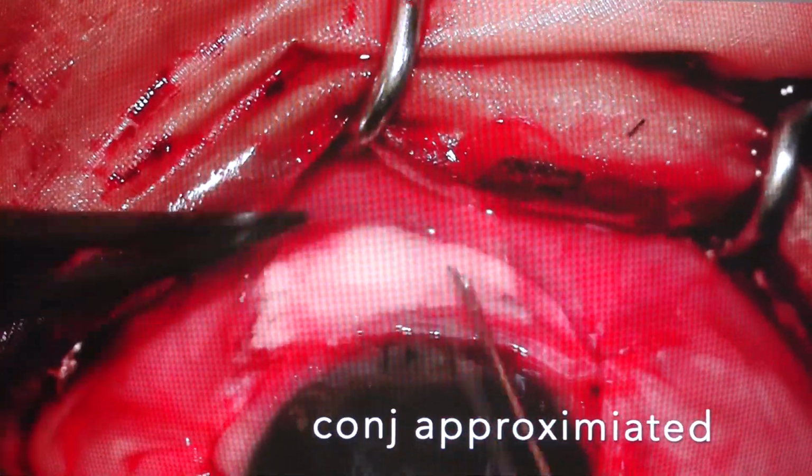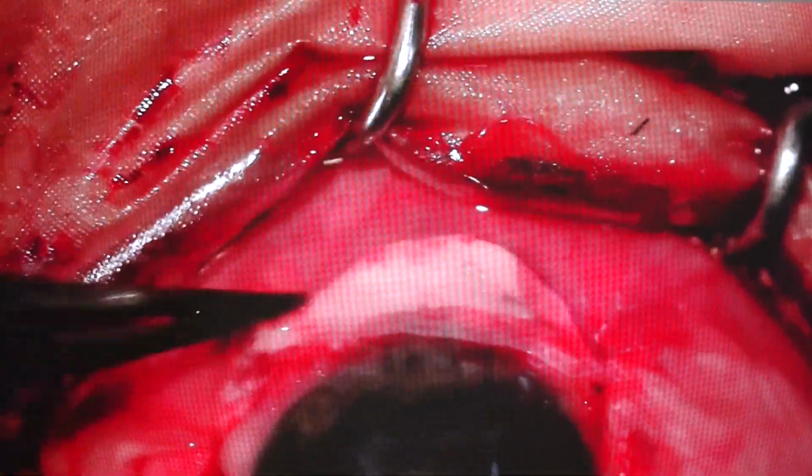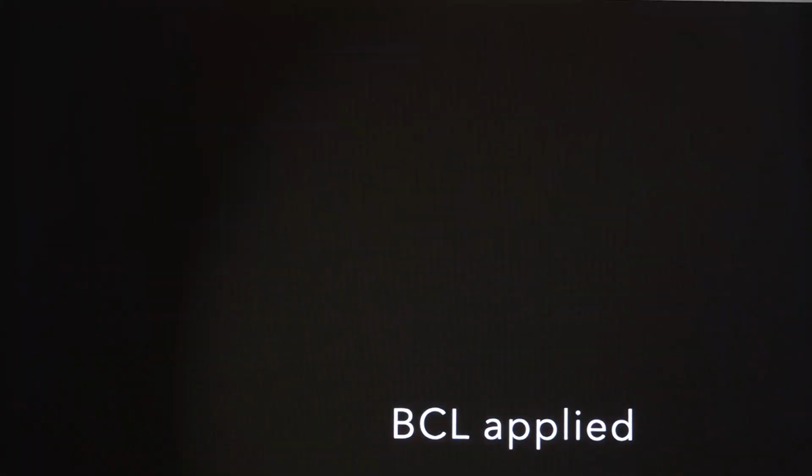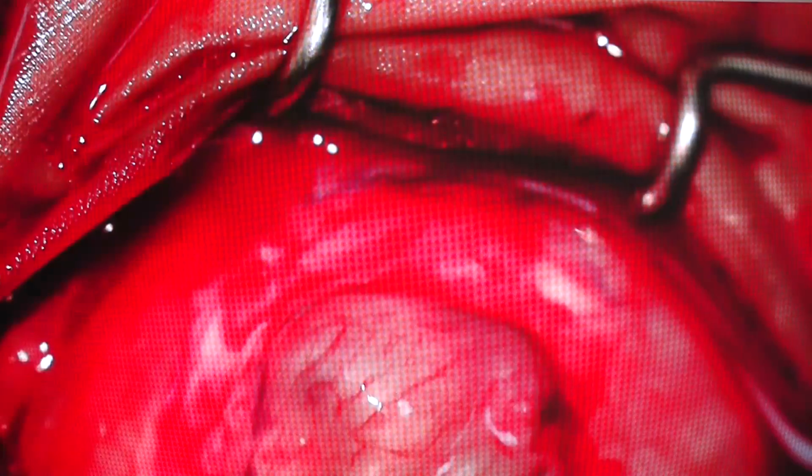And as she has mentioned, whatever you can approximate with the available conjunctiva, you can do that. But since you have amniotic membrane, you are not that much afraid of a melt.